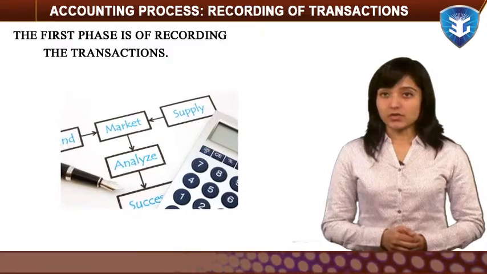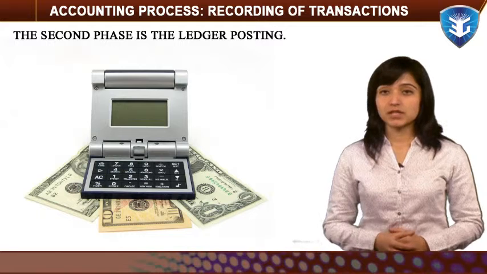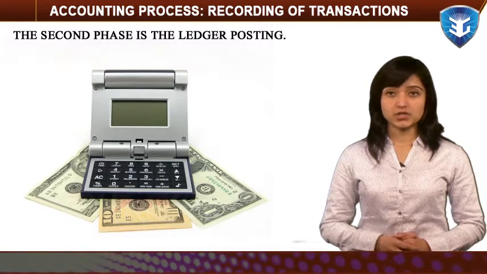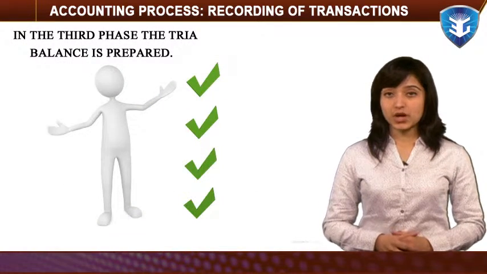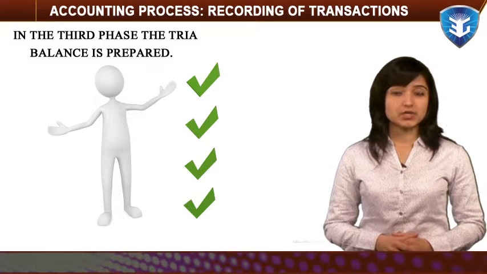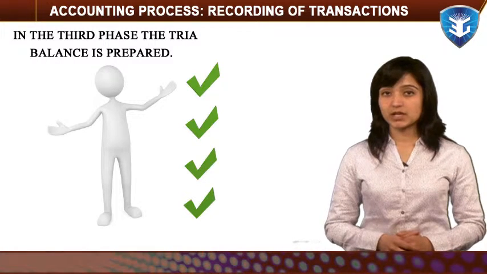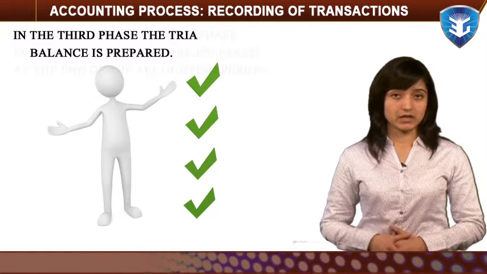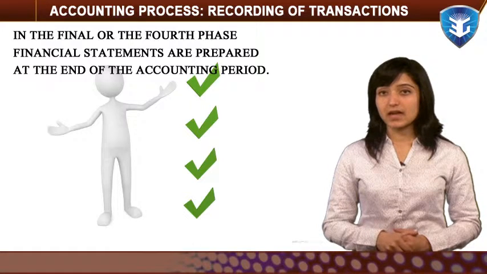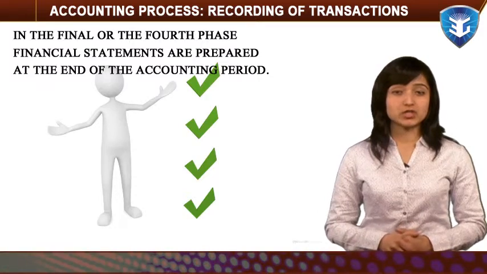The first phase is of recording the transactions, which is known as journalization. The second phase is the ledger posting, in which all the accounts are classified and the balance of each account is determined. In the third phase, the trial balance is prepared, in which all the ledger accounts are arranged and aggregated into debit and credit balances, which need to be equal. The trial balance helps in checking the arithmetic accuracy of the recorded accounts. In the final or the fourth phase, financial statements are prepared at the end of the accounting period, which involve the profit and loss account and the balance sheet.